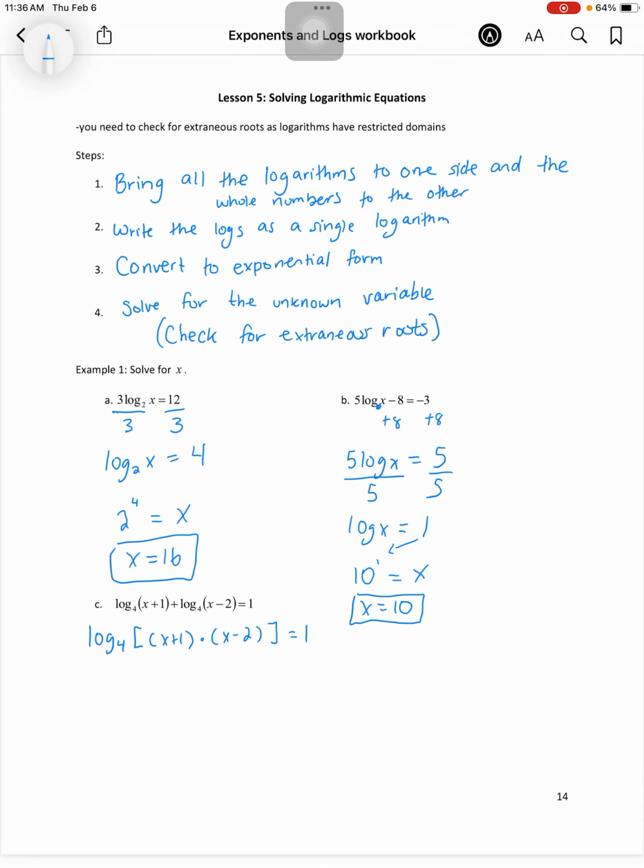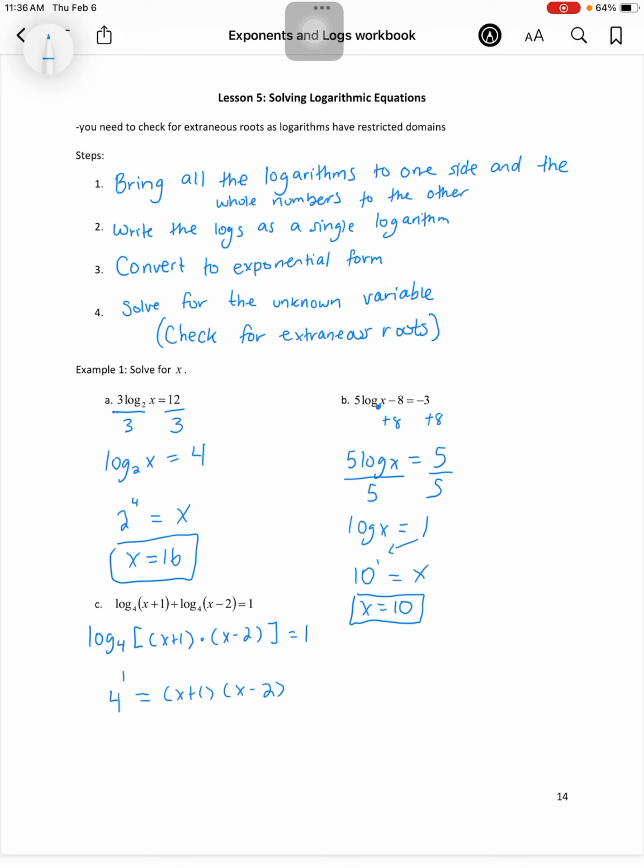And then now at this step, a lot of students see this and get overwhelmed because the argument looks so big, but you're just going to do the exact same thing as we did earlier, where if you're at the stage where you have a single log, all you're going to do is switch places of the argument and the number on the right side of the equal sign. So now the 4 has the 1 attached to it, and now on the right side we have our whole argument. So it's going to be x plus 1 times x minus 2.